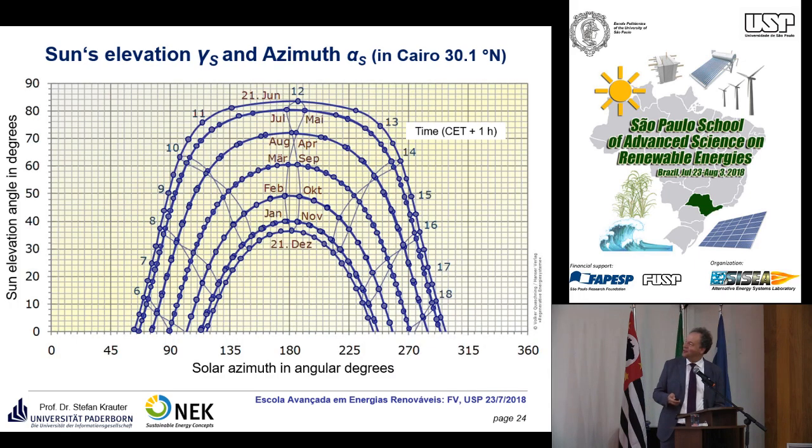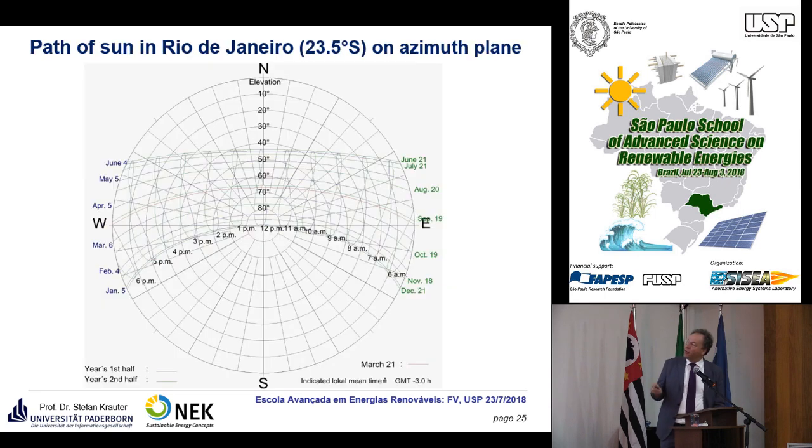So it's a disadvantage. Here it's for Rio de Janeiro. It's about the same graph, but in polar coordinates. You see west and east, and here you have the different dates, for example the 21st of June. This is winter for most parts of Brazil. So here it goes down at 5 p.m. and goes up at 6 a.m. And that's the equivalent for Rio de Janeiro. Because it's at 25.5 degrees south of the equator, you have perpendicular irradiance on the 21st of December.